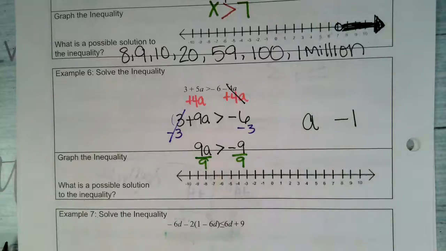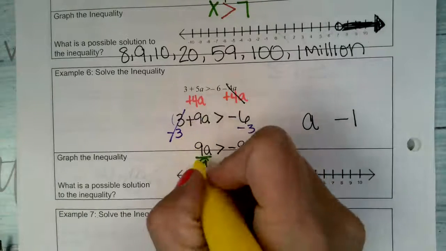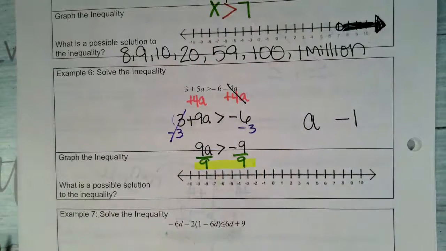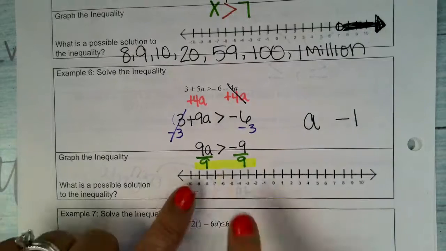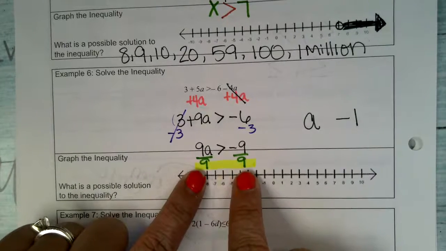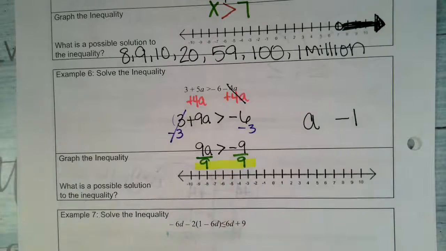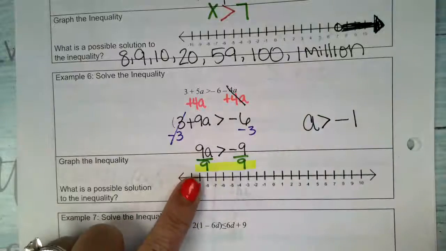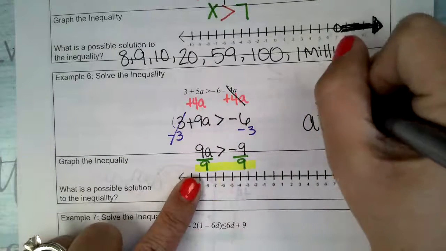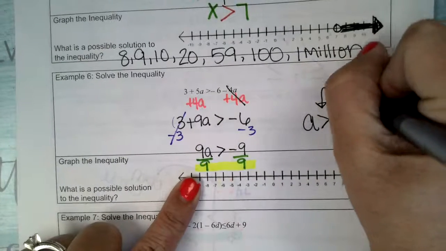You should be looking at this part of your numbers. Was it negative? If it was, then you're going to flip it. But in this case, our number right here that we divided by was positive. So I'm going to keep that inequality symbol. Since that inequality symbol is a greater than symbol, it's going to be an open circle.